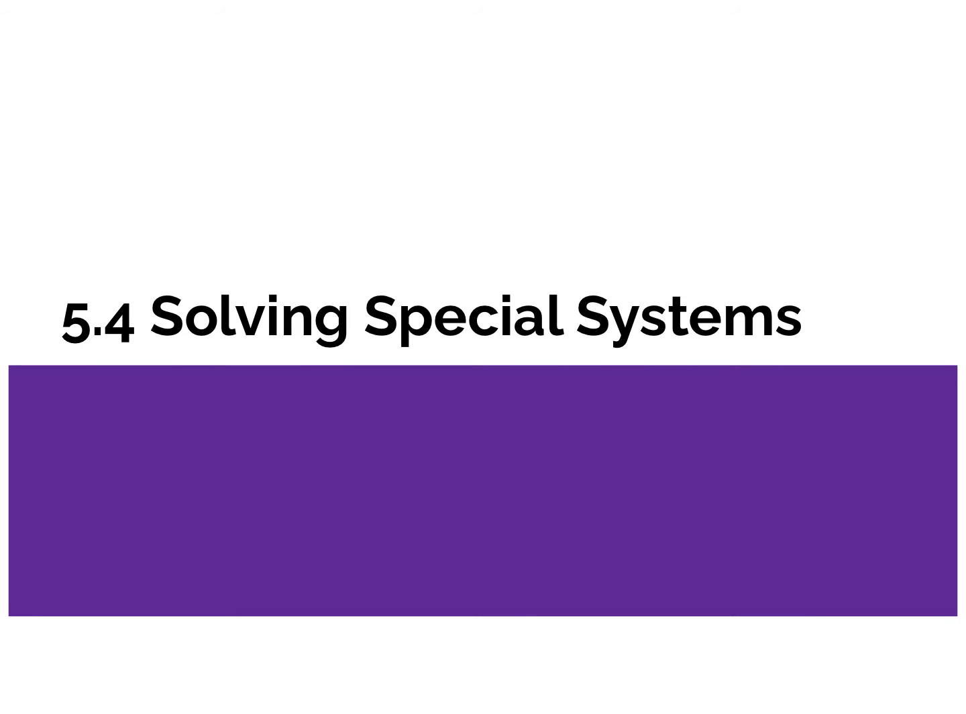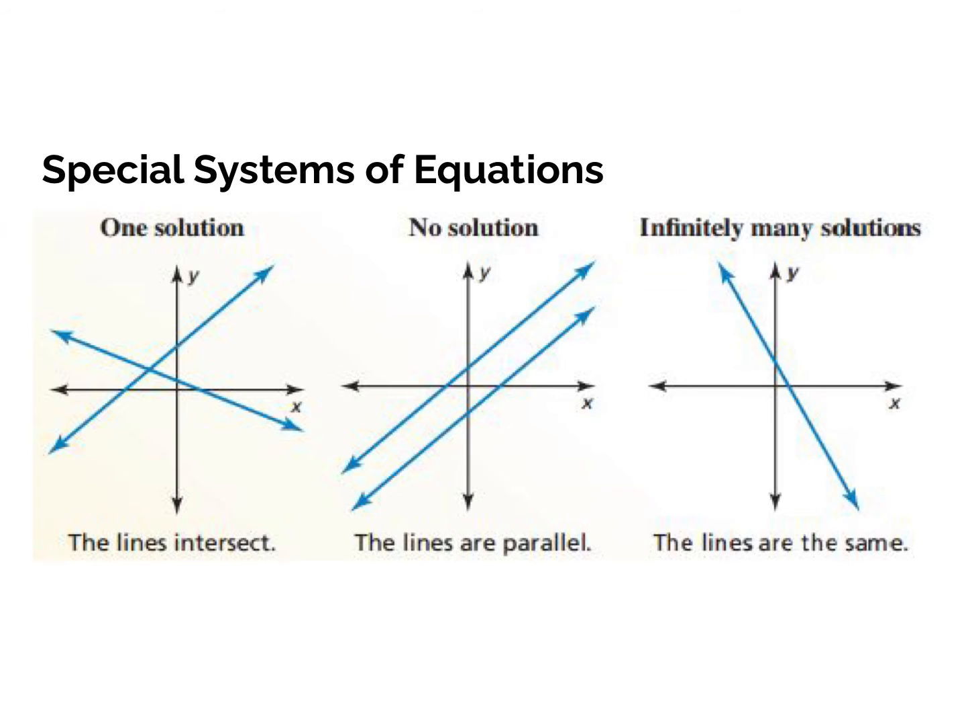All right, in 5.4, we're going to look at what happens when you solve a system of equations, whether it be graphing, substitution, or elimination, and you get a special solution. So let's take a look at what I mean.